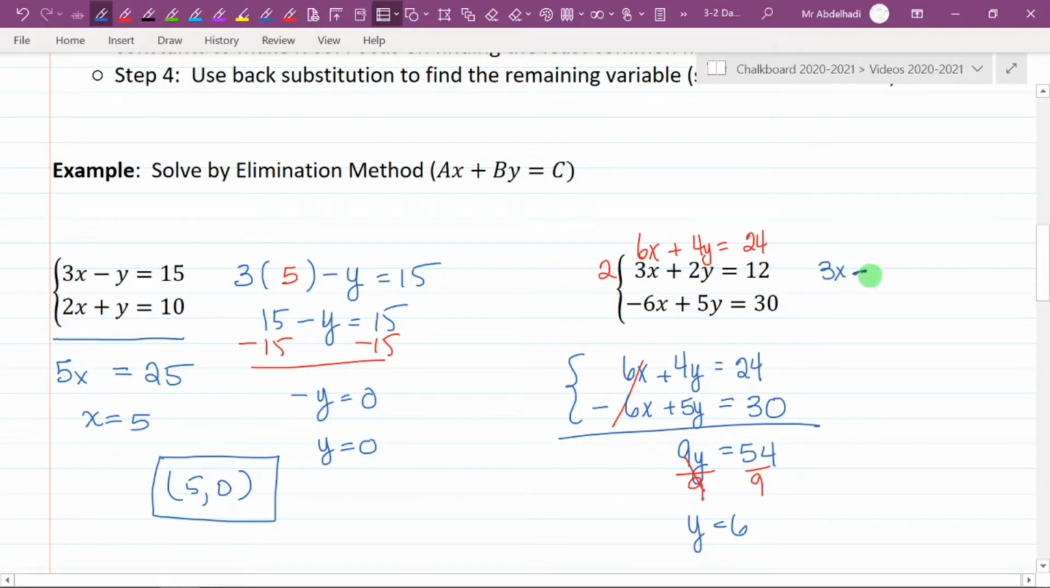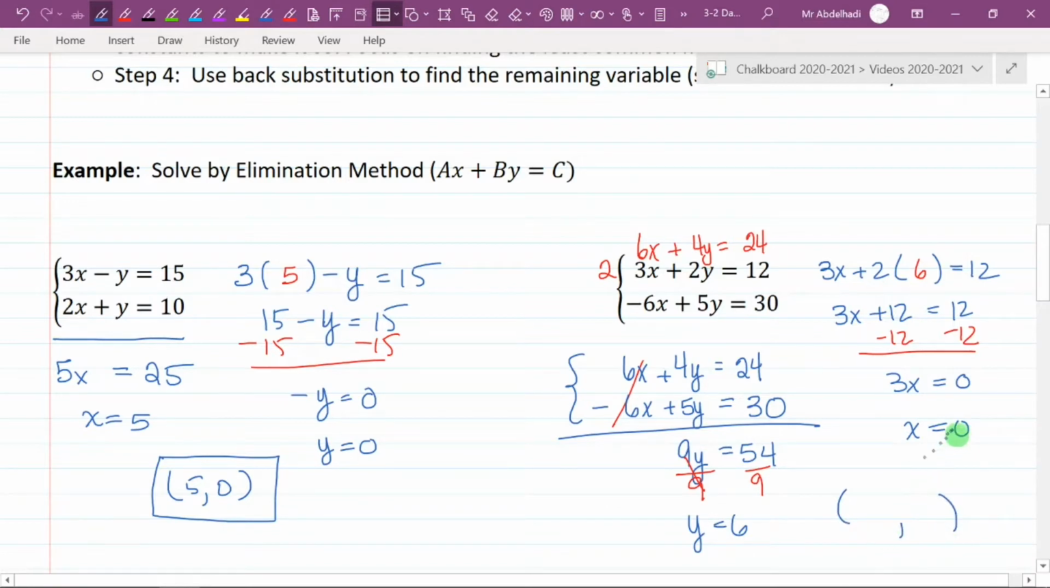It's going to be 3x plus 2y, but I'm going to replace y with a 6, so leave a blank where the y is, equals 12. And we said y equals 6, so we'll put a 6 over here. So this becomes 3x plus 12 equals 12. We're going to subtract 12 from both sides. We get 3x equals 0. Looks like x is going to be 0 here. Divide by 3, x equals 0. So my answer looks like, alphabetically, x comma y is 0 comma 6.